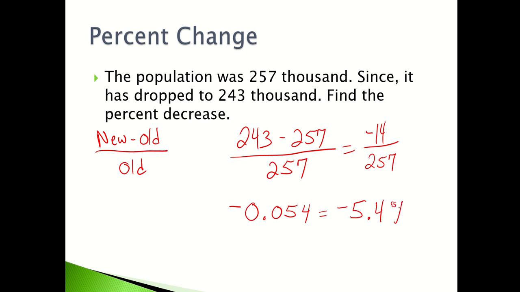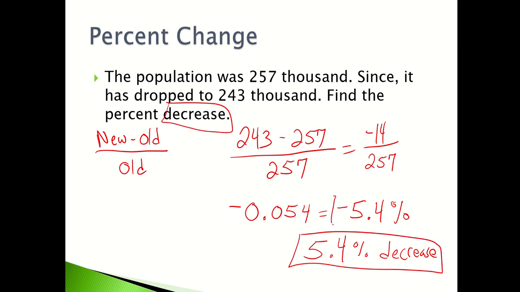Okay, or you could say a 5.4%, and then use the word to describe what happened. It's a decrease. So decrease. I would take either of these. That would be okay, or that would be okay as well. We went down 5.4% or negative 5.4%.